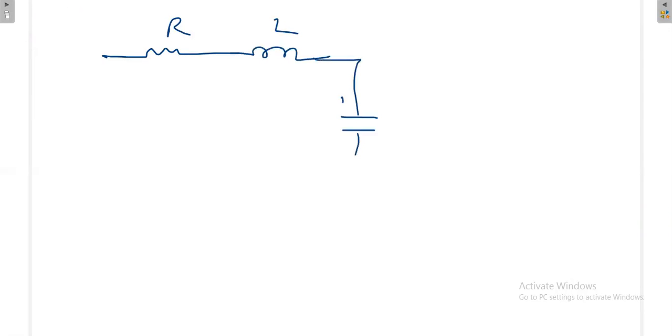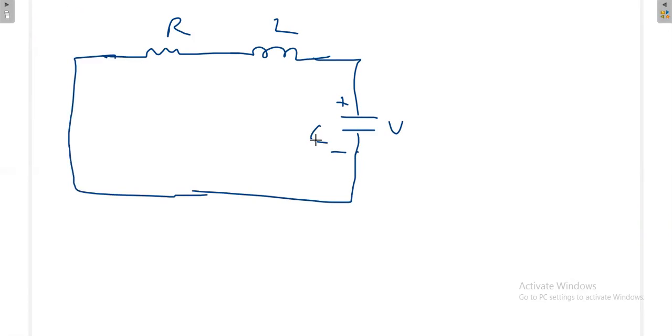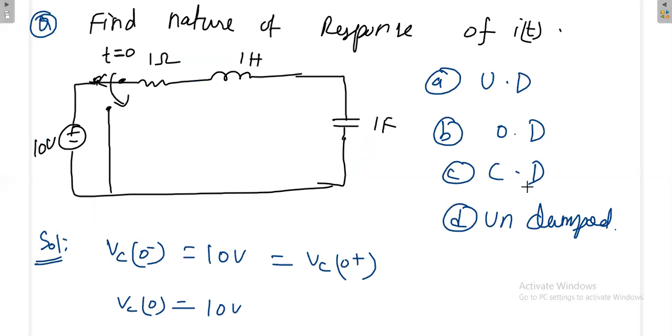So this is a source-free circuit, R, L, and C, where the capacitor will be having some initial energy, but not the inductor. This is 1 ohm, this is 1 Henry, and this is 1 farad. Now, what is the nature of the response? There are 3 varieties possible: underdamped, overdamped, and critically damped.